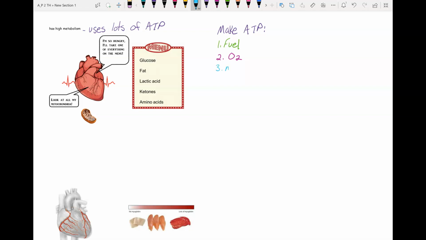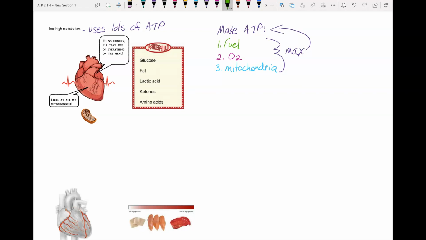The third thing you need is mitochondria. Mitochondria are the organelles where cellular respiration occurs and where the majority of ATP comes from. Remember, glycolysis occurs outside the mitochondria and gives you 2 ATP, but then once you go into the mitochondria, you get another 34 ATP. So the heart has features to maximize these. If you maximize these 3 things, then you will maximize your ATP production. So let's look at the features of the heart.